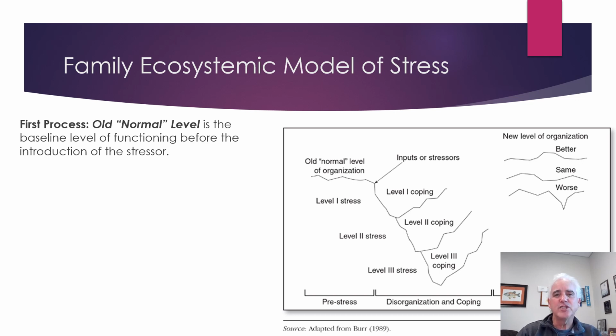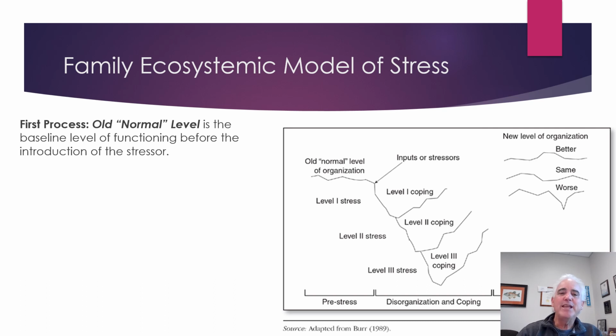But the family ecosystemic model said, look, a family is not just a collection of individuals cohabiting in the same space, but rather when this group of people comes together, something unique happens that makes the family greater than the sum of its individual members.